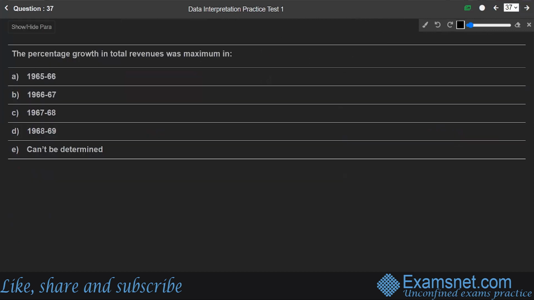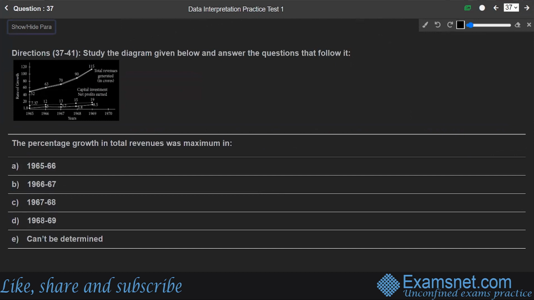Now we have a different chart and we are supposed to study it so that we can answer the questions given. Let us see the graph. The first line graph represents total revenues in crores, the second line indicates capital investment, and the third, the lowest line, indicates the net profit earned. These are three lines in a line graph representing total revenue, capital investment, and net profit respectively. This has been given for the years 1965, 66, 67 to 1970.